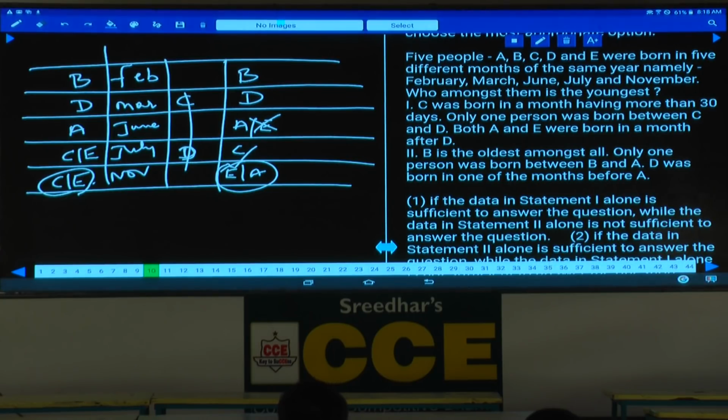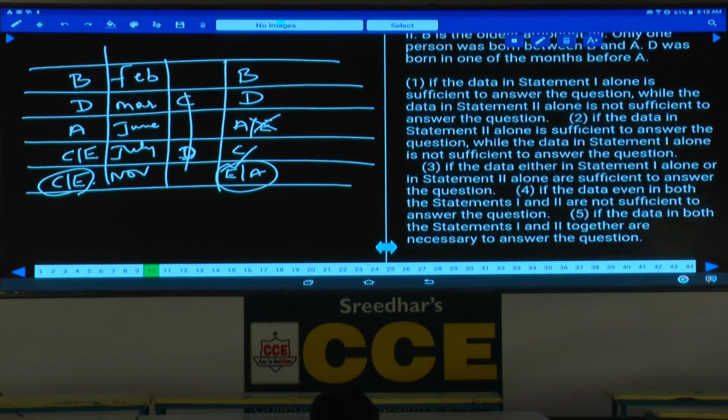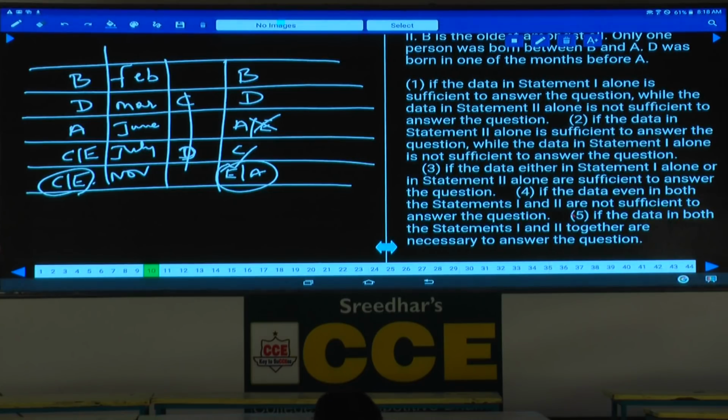Then what is the answer here? E is the youngest. Then we got the answer by using both the statements, hence choice 5 is the answer. The data in both the statements are required to answer the question. Question number 10, choice 5. Then 11 onwards.